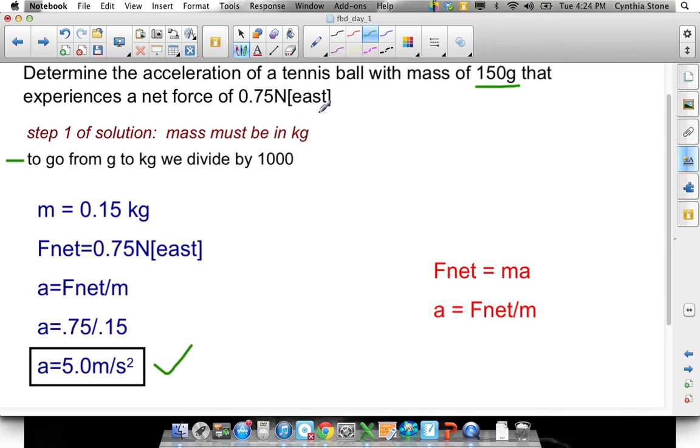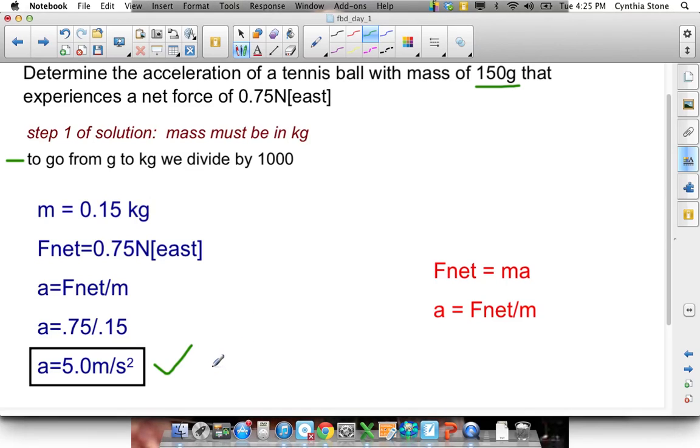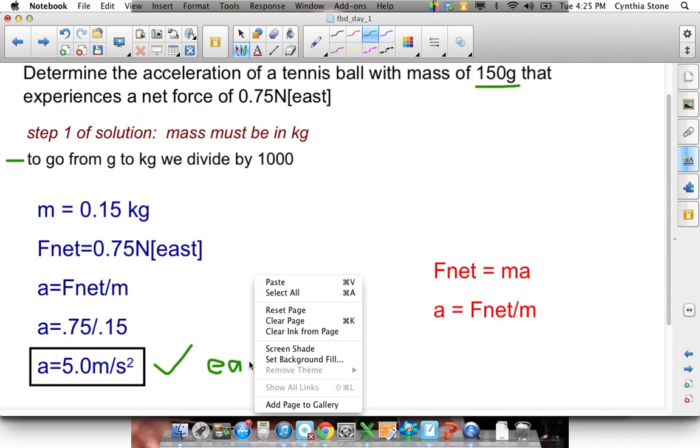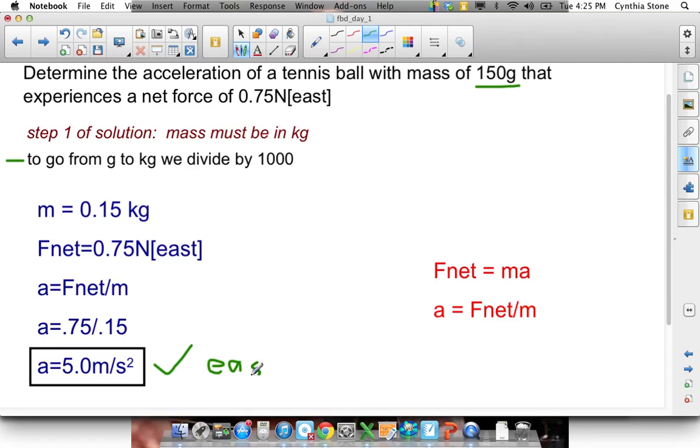I suppose I should have added to my solution that the acceleration is east. Put that on my answer. I'm terrible at writing with this, but oopsie. Okay? Because acceleration does have direction. All right, that was pathetic. All right, next.